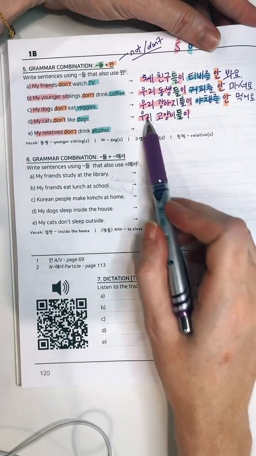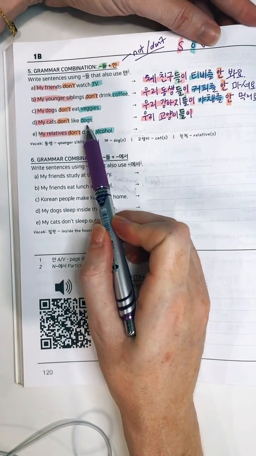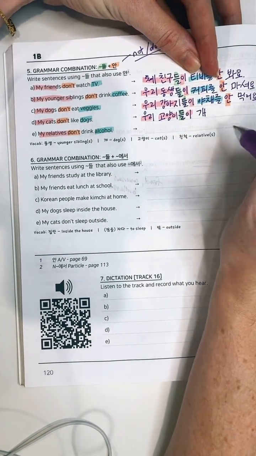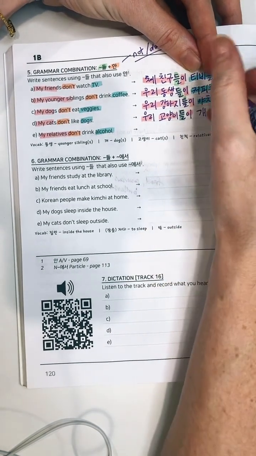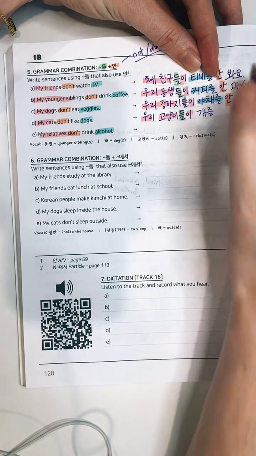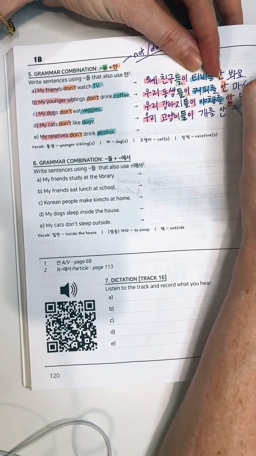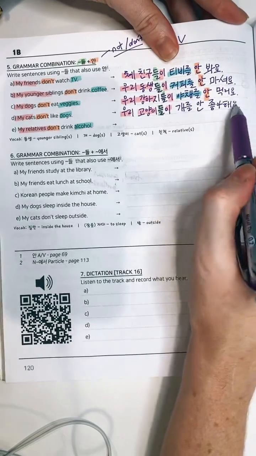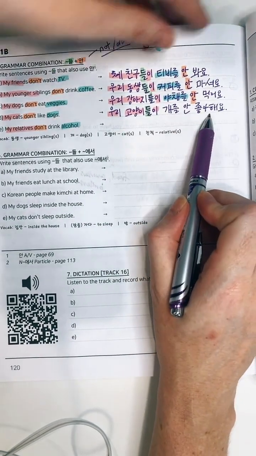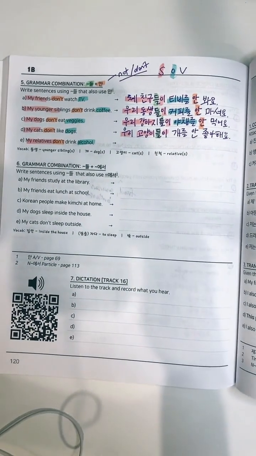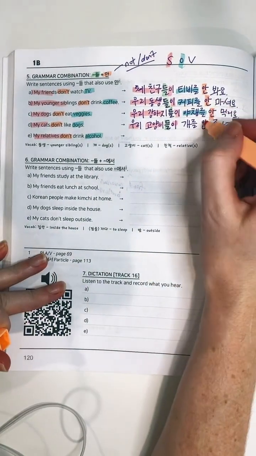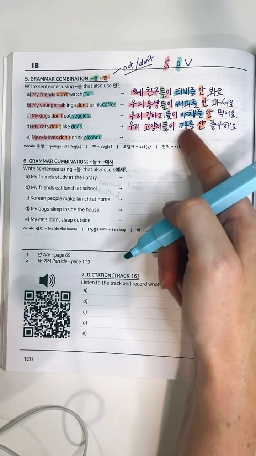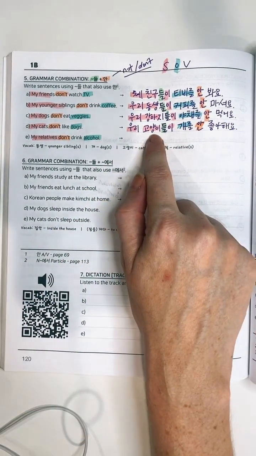우리 고양이들이, my cats, don't like dogs. So dogs here is the object. And here I'm just going to use 개 because it's shorter. 개 and 강아지 both mean dogs. 개를 안 좋아해요. 좋아해요 by itself means to like something, and 안 좋아해요 means that they don't like something. So 안 좋아해요 means not like. What don't they like? They don't like 개. Who doesn't like it? 우리 고양이, my cats.